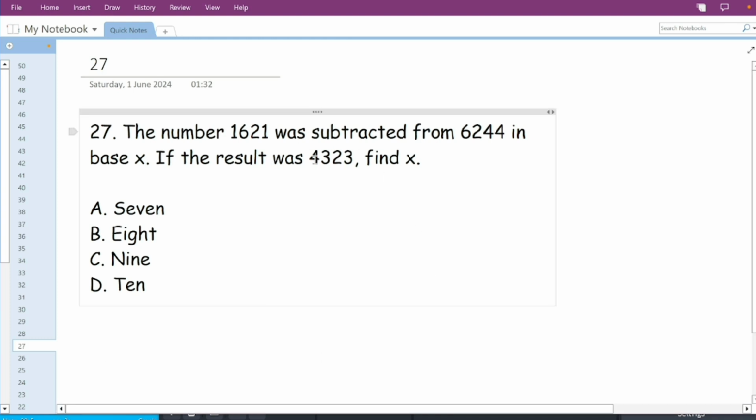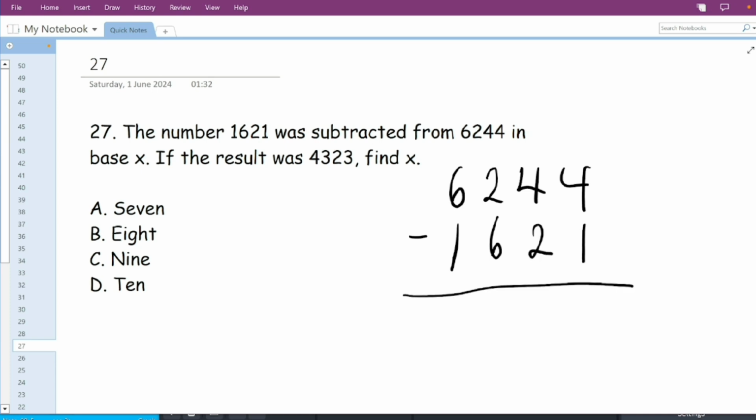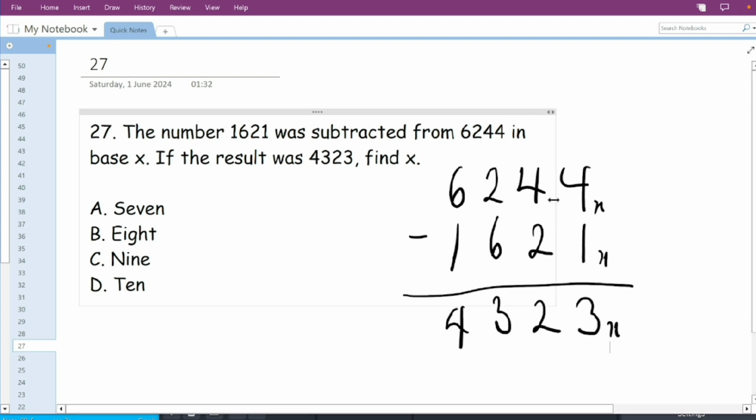I've done a video previously, one of the first videos I did on number bases, so it's easy to do if you understand it. So we have, and I'll still explain, 6244 minus 1621 equals 4323. Now in base x, looking at this question is not really hard, so we can just do our subtraction the normal way, and this is one of the most simple questions you can get if you really understand the topic on number bases.